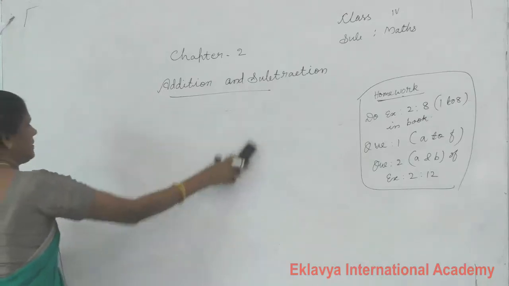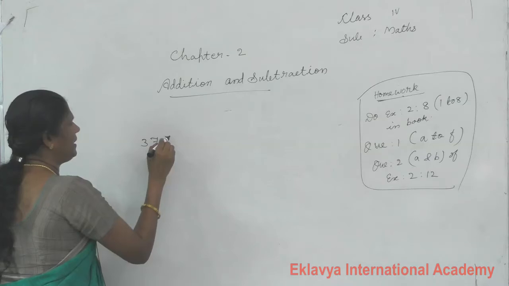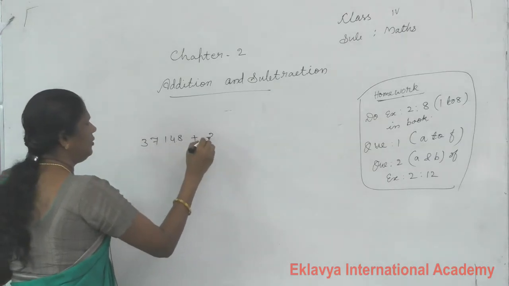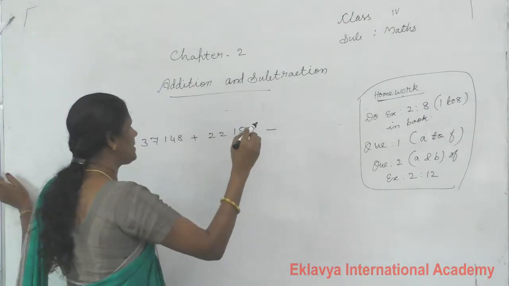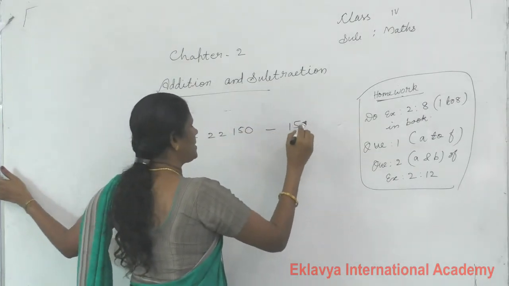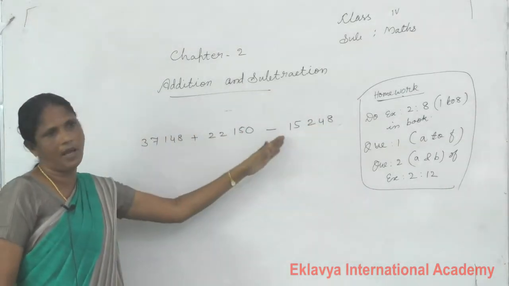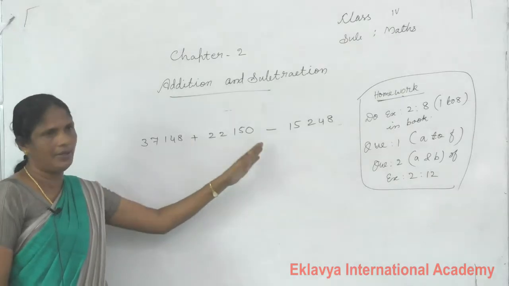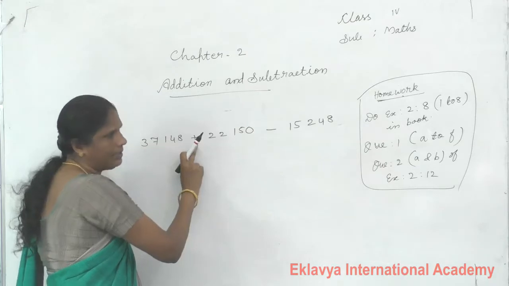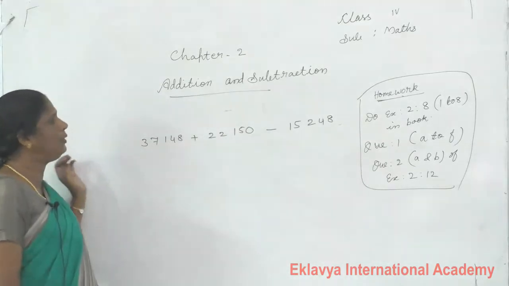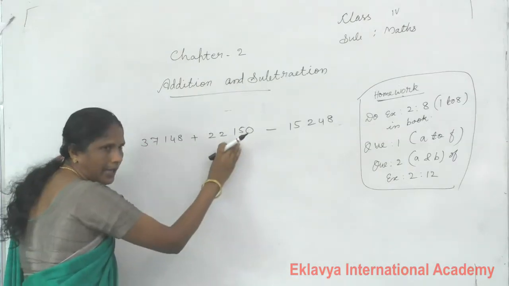Look here, all students. 37,148 plus 22,150 minus 15,248. Okay. Here two signs come. Two operations. First addition, second subtraction. First we add these two numbers.